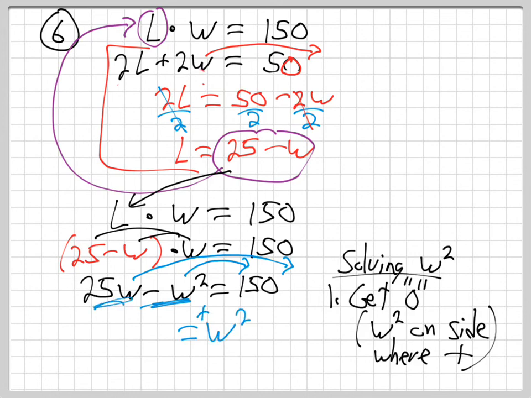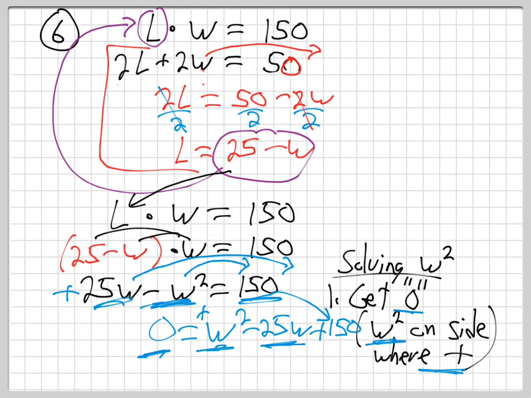The 25W jumps over, will become minus, and the 150 is already over there with a 0. Does that make sense? The 150 was already on the right side. It didn't go anywhere. It's what it's always been, positive 150. But the minus W squared jumped over, became plus. The plus 25W jumped over, became minus. Why'd I do all that? Because that gets me a 0. What I'm trying to do is get 0 on one side, and I want W squared to be on the side where it's positive. So I had to jump everything to the right side. Okay, so let's take that to a fresh screen.